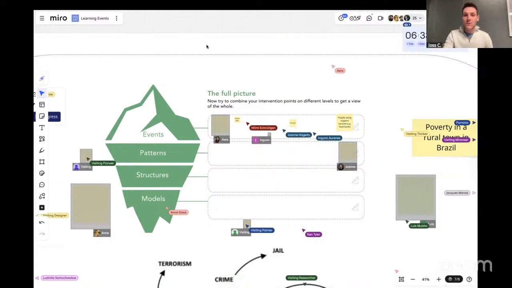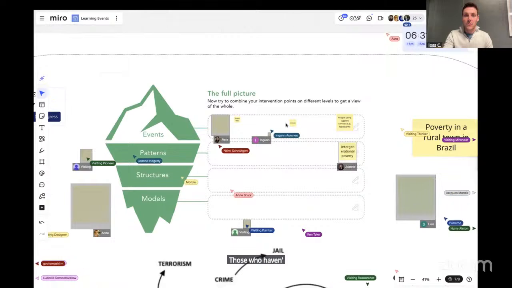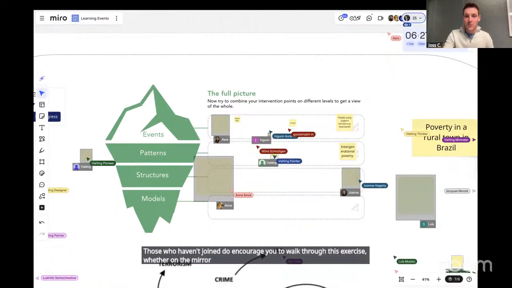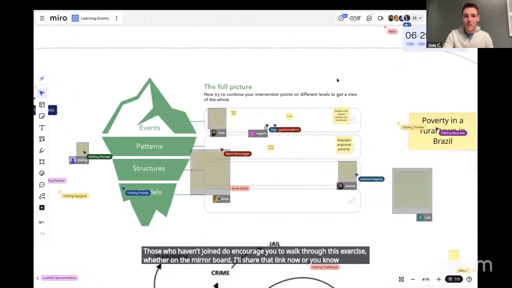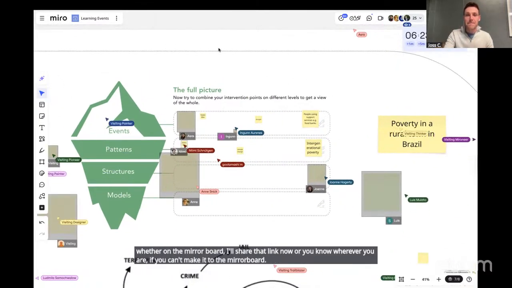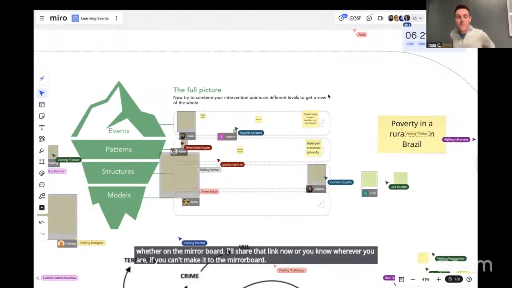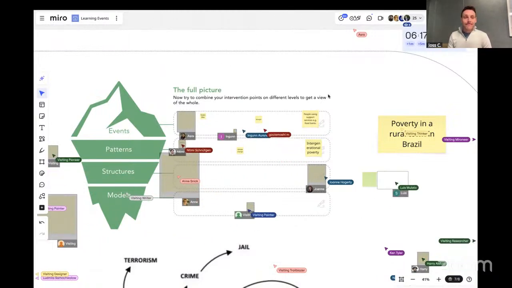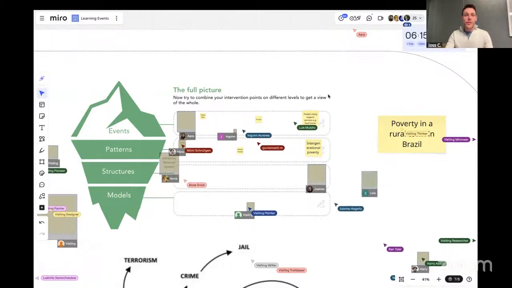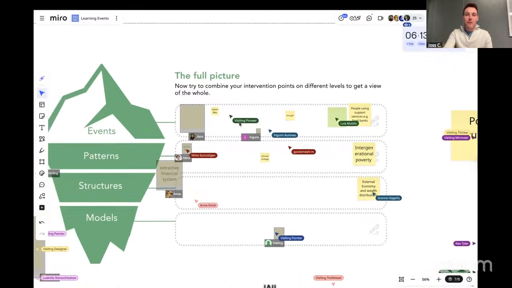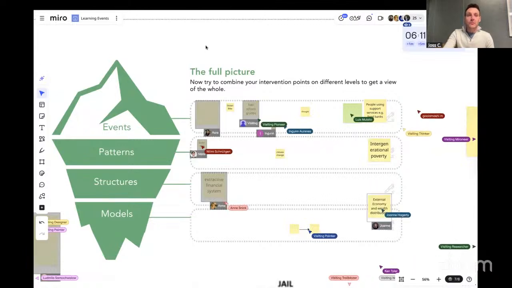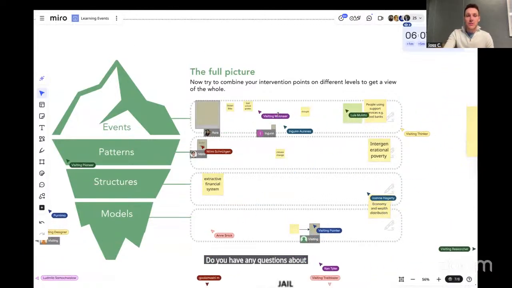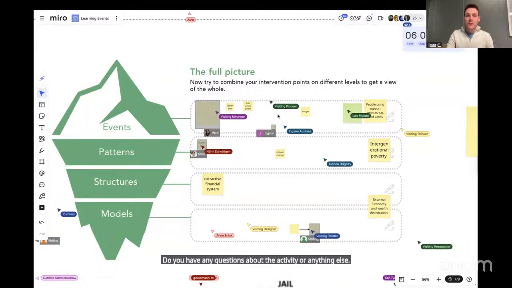For those who haven't joined, I do encourage you to walk through this exercise, whether on the Miro board, I'll share that link now, or wherever you are if you can't make it to the Miro board. If you have any questions about the activity or anything else, feel free to drop those in the chat.